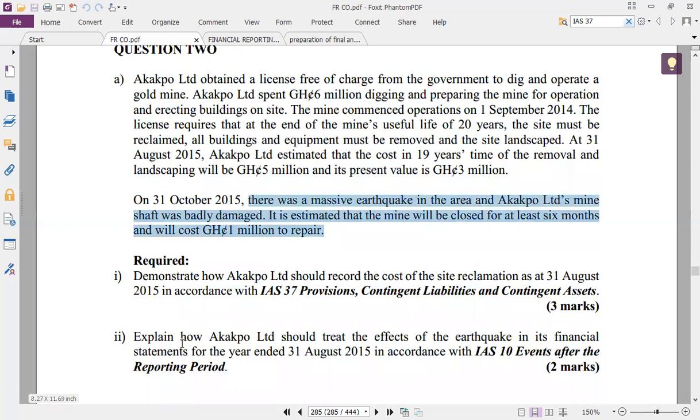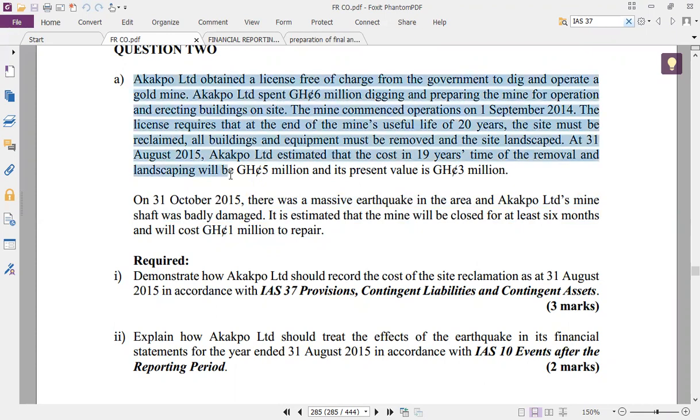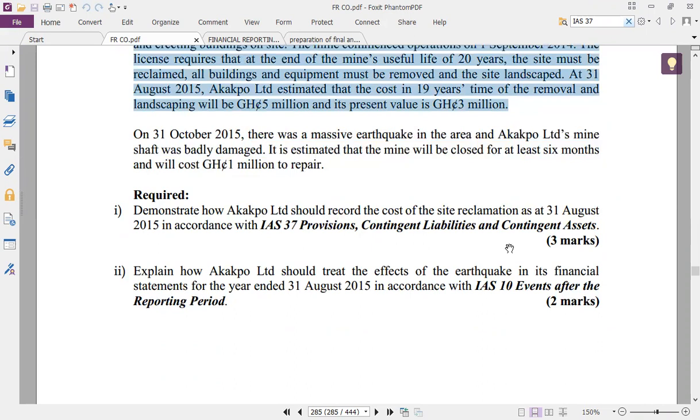Okay, it's even here: explain the effect of the earthquake on A couple. So here, the IAS 37, the 3 marks is only for the first section. Take note, the 3 marks ends here. That is all. And the 2 marks is for the other part.